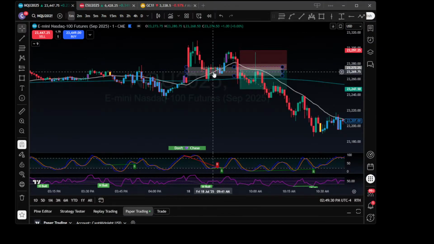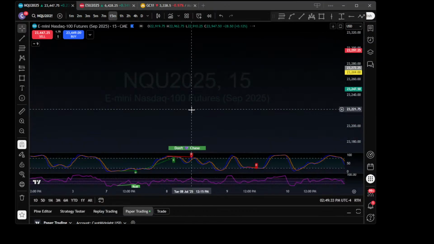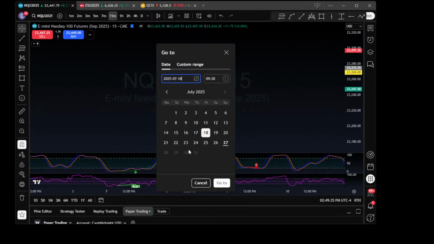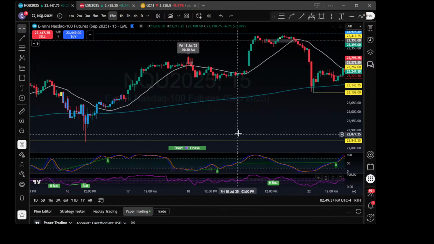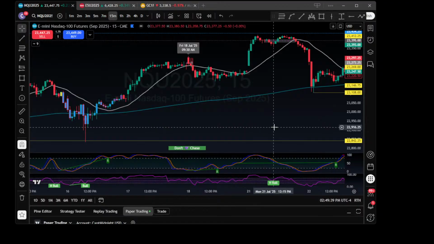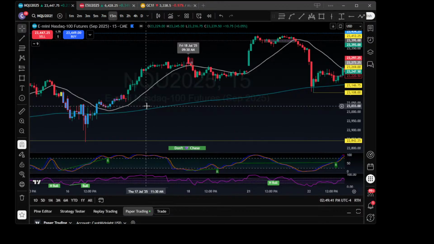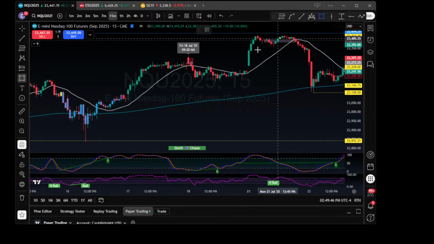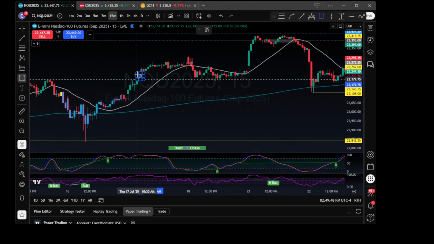And what date is it? We're on the 18th, 15th, 18. Where would you be looking for that fair value gap as a target? Below, top of it.